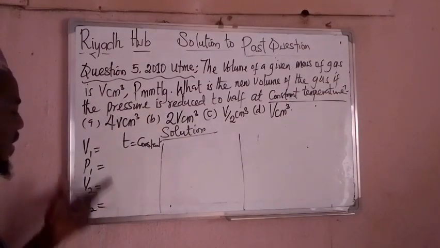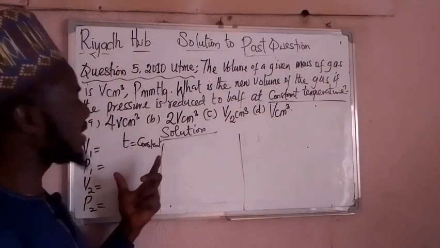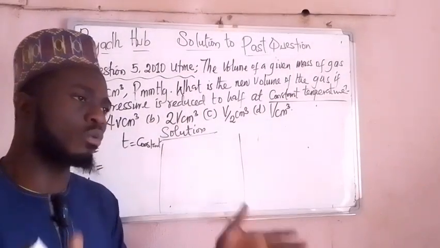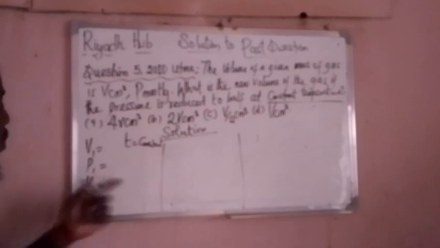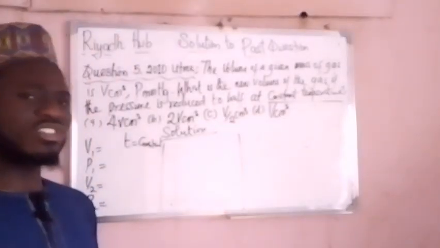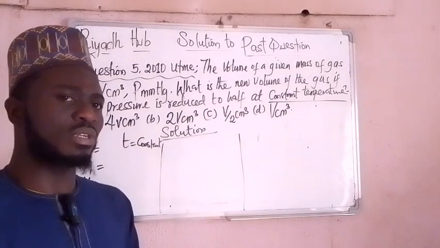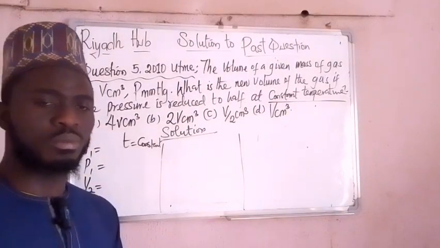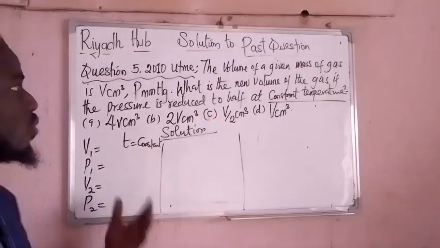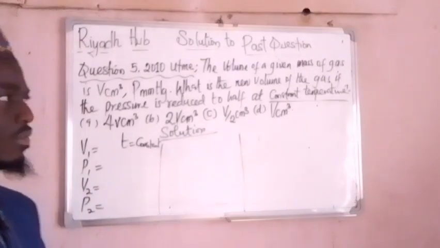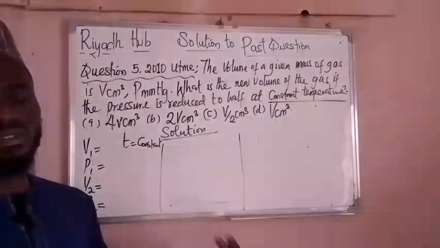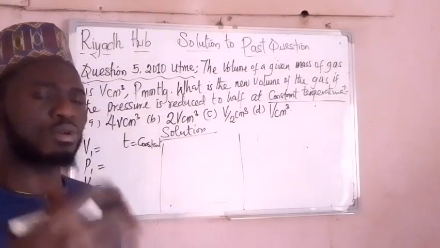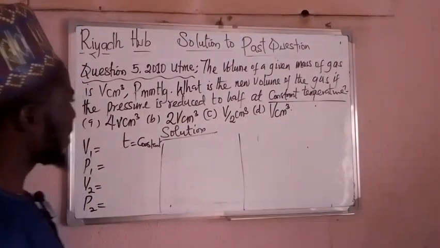If you have identified the variables in this question, you are able to predict which law we are talking about. Now we have V1, P1, V2, P2, but T has been made constant. What law talks about constant temperature with pressure and volume? That is Boyle's law. Boyle's law says that for a given mass of gas, the volume is inversely proportional to the absolute pressure, provided the temperature remains constant.